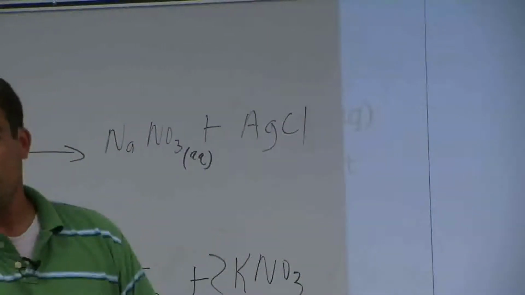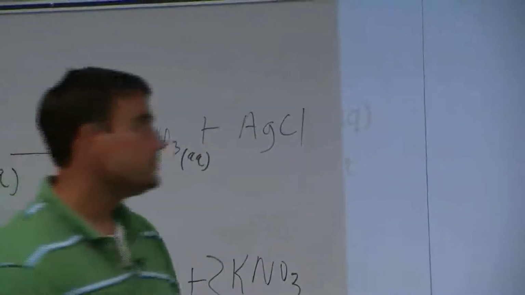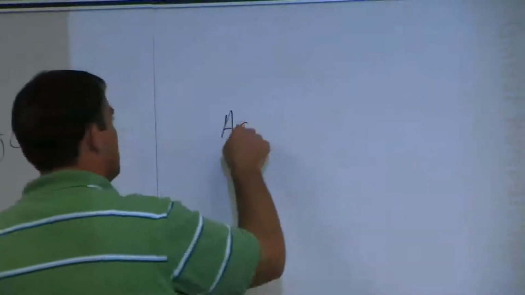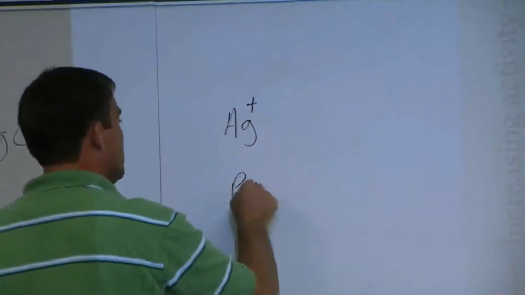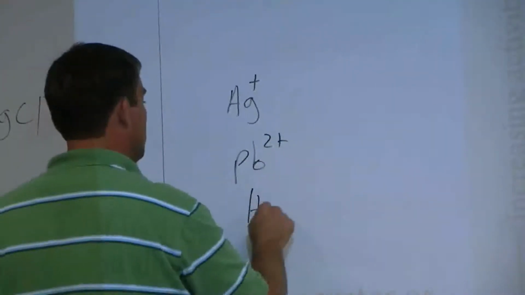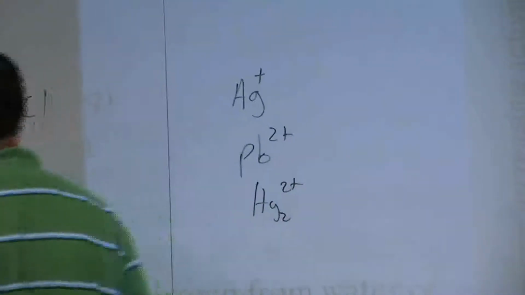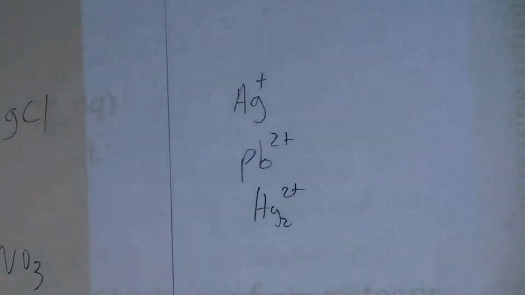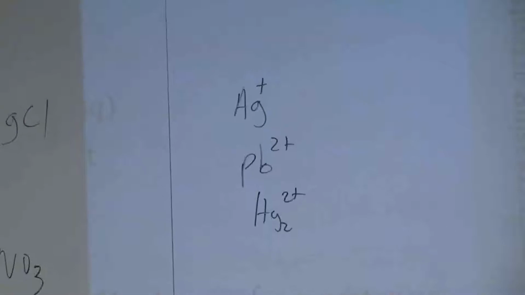There are 3 times you would be wrong. And that is if you had a silver, a lead 2, or a mercury. You would be wrong. Those things are rocks. They ain't going to dissolve anywhere.